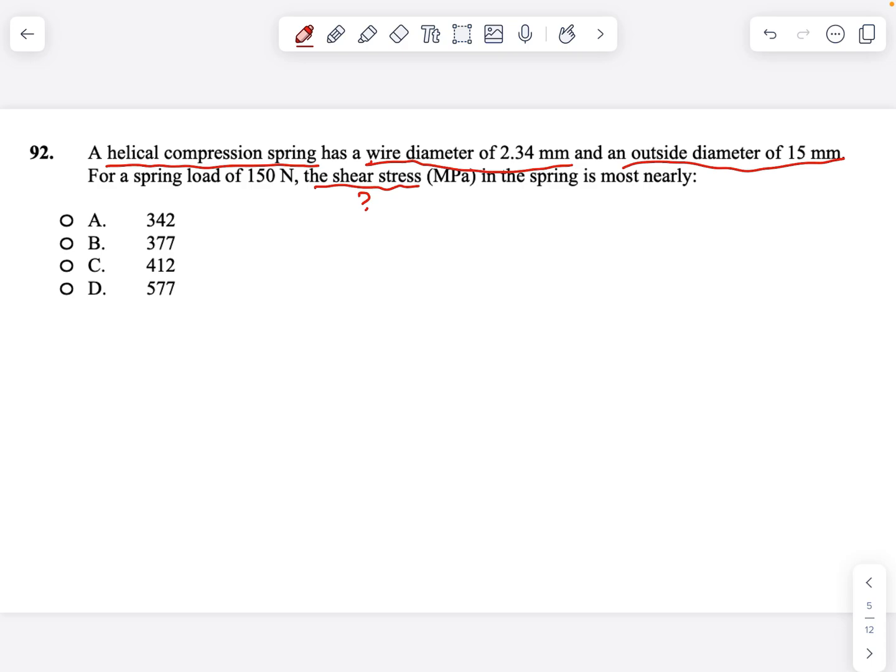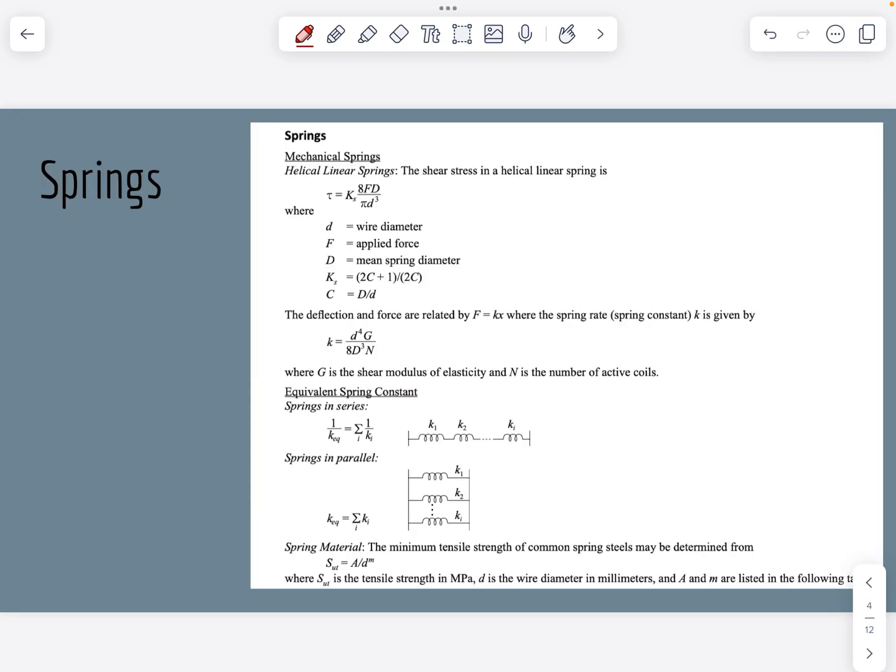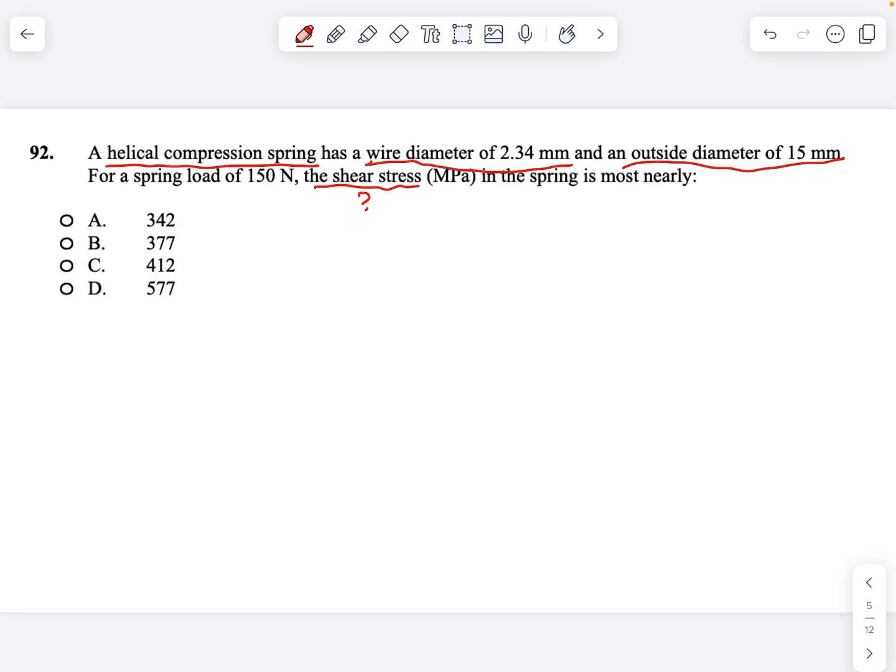So if we go back to the last slide, we can see that the equation that we're going to use is right here. Now, if you didn't know that, you can use that search bar and type in shear stress, and it should take you roughly to this page. You might have to go through some, but you know you're looking in the spring section. All right, so now that we know what we're looking for, we're going to identify some of our variables. We know that d is 2.34 millimeters, which is the wire diameter, and that the outside diameter is 15 millimeters. So we're going to call that D_O equals 15 millimeters.